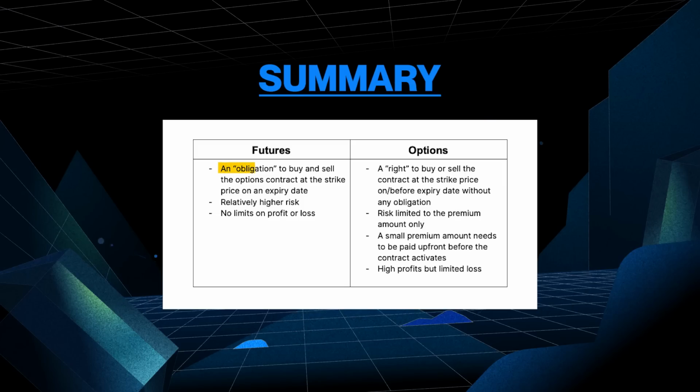In summary, here are some key differences between crypto futures and options. For futures, there is an obligation to buy and sell the contract at the strike price on an expiry date. There is a relatively higher risk, but there's no limit on your profit or loss. Whereas for options, you have a right to buy or sell the contract at the strike price on or before the expiry date without any obligation. Your risk is limited to the premium amount, and only a small premium amount needs to be paid upfront before the contract activates. And there are also high profits but limited loss.